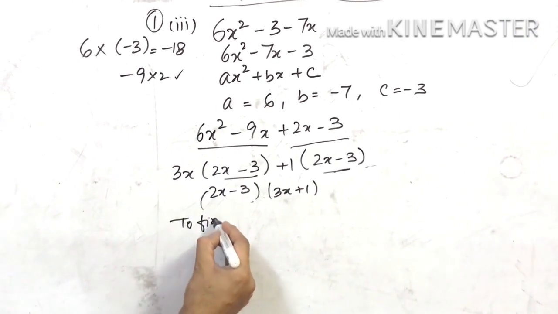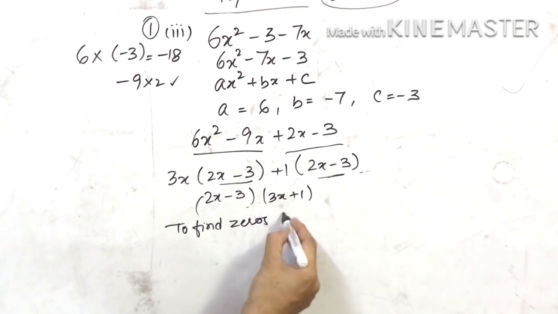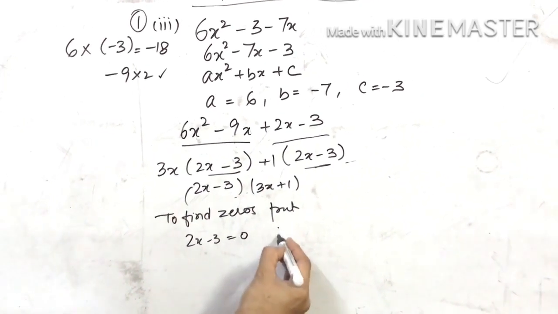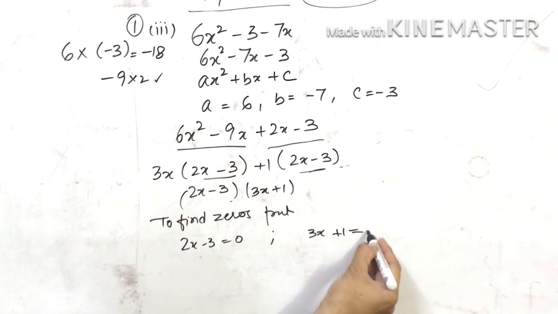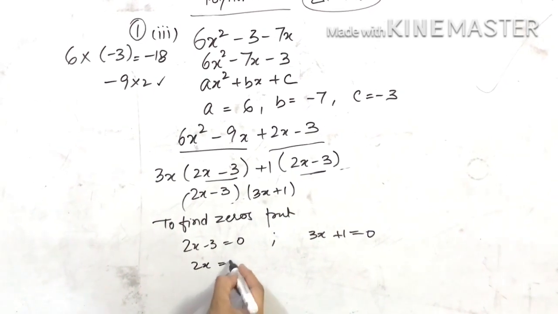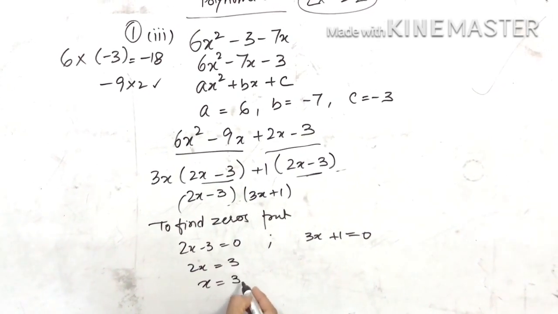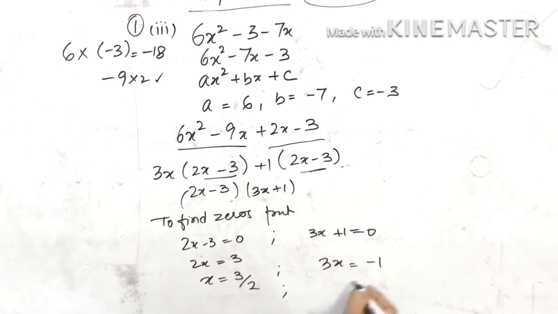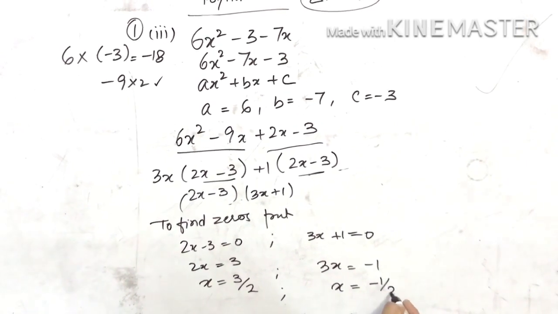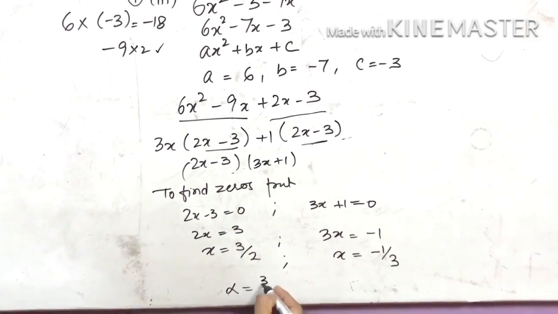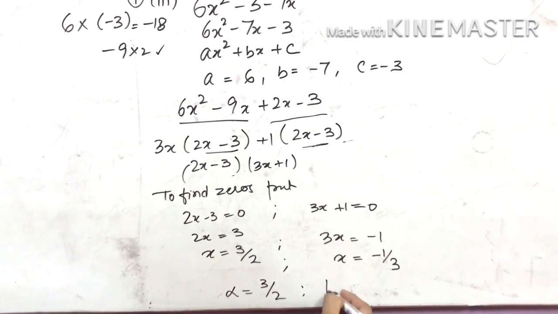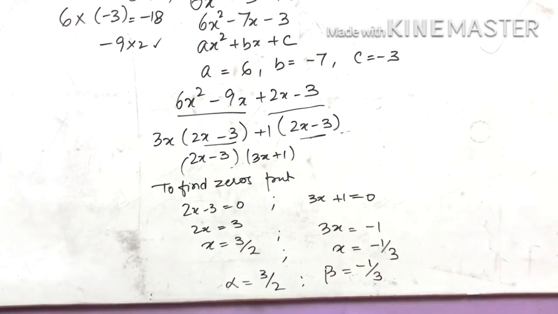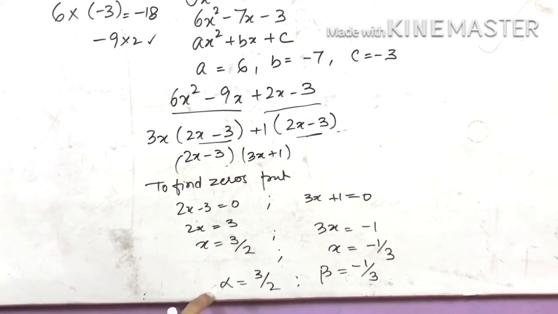Now to find zeros, put each of these brackets equal to 0. Now you can see this is your alpha and this can be your beta, and you have found two zeros. Now this is the first part of the question.